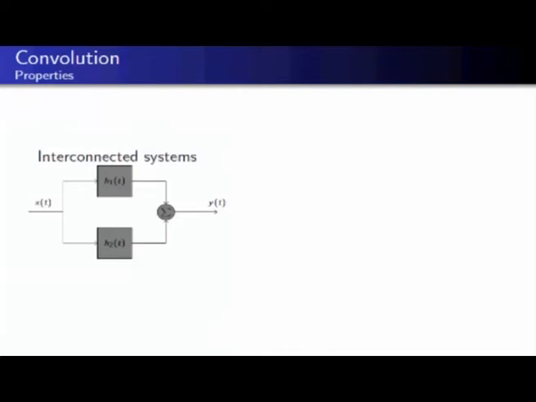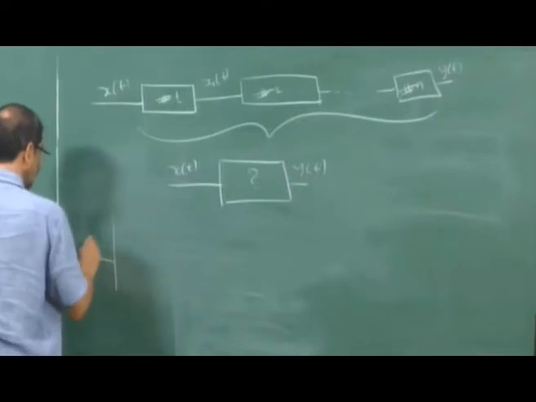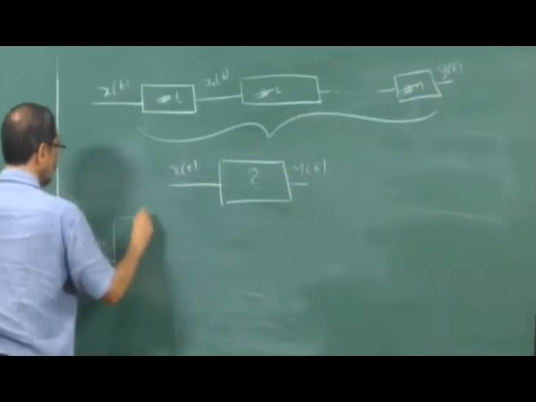In this case, a second interconnection is also possible. The second interconnection is what is called the parallel connection. The same input goes to two systems.